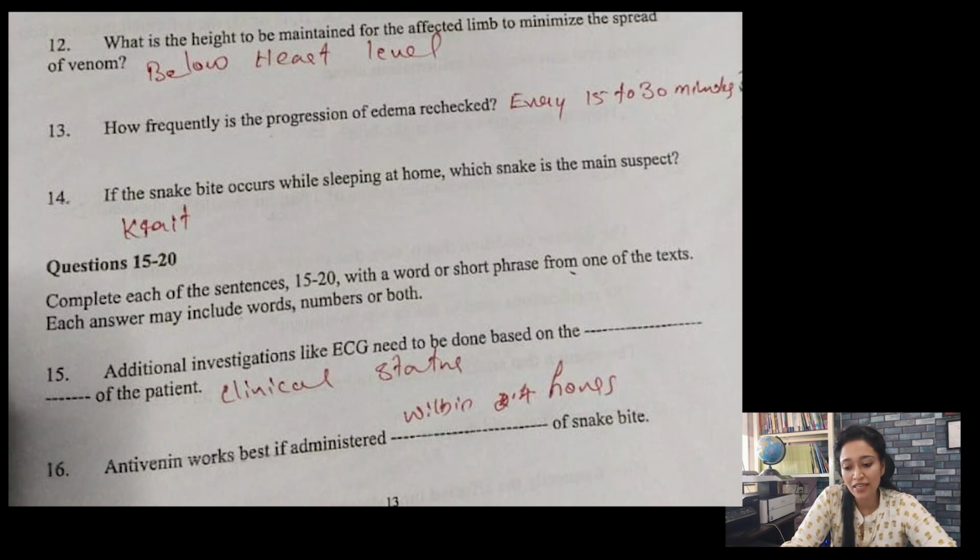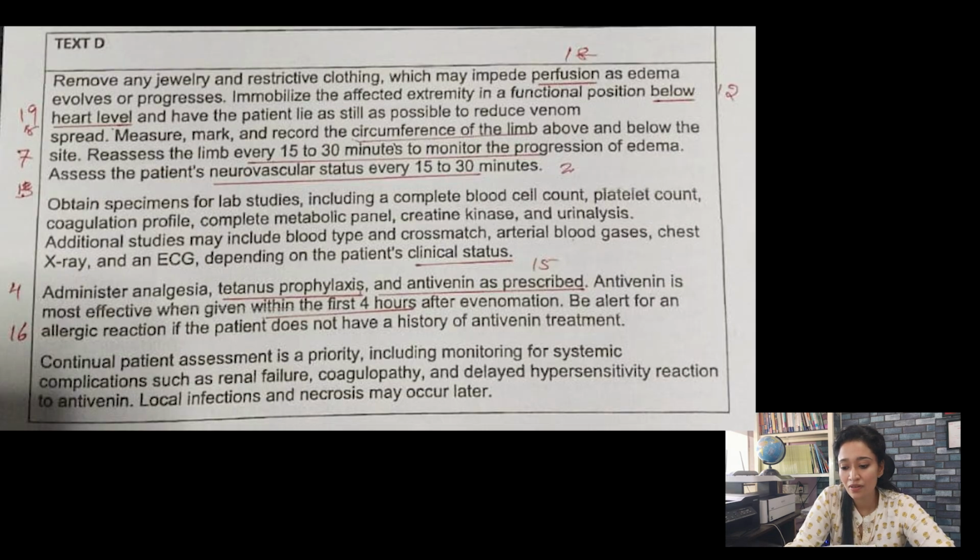What is the height to be maintained for the affected limb to minimize the spread of venom? This is a question number 12. I hope you have already marked it in the passage in the text D, where we can see that immobilize the affected extremity in a functional position below heart level. So that means the affected limb should be maintained at a height below heart level. So the answer is below heart level.